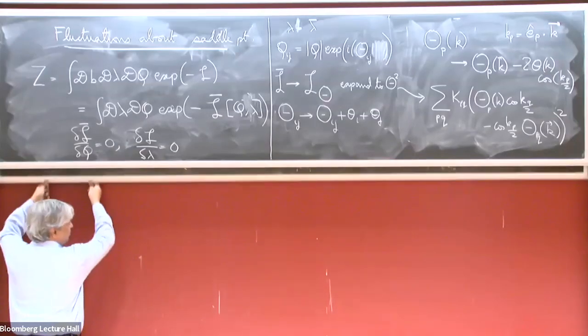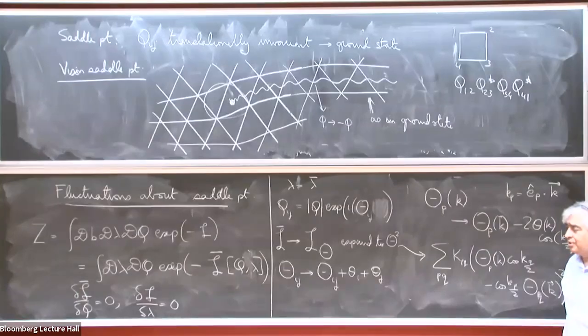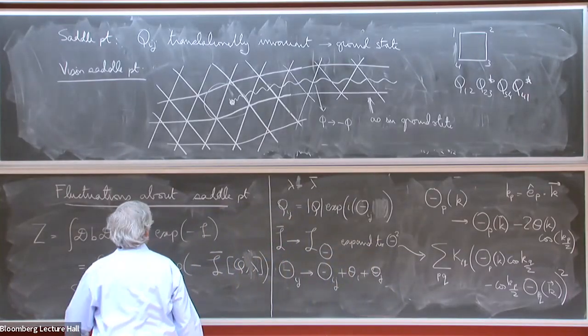So finally, now I want to... I have a question. How can I see this branch cut in the saddle point? How can I see this branch cut from solving the saddle point equation, or the configuration satisfying the saddle point equation?